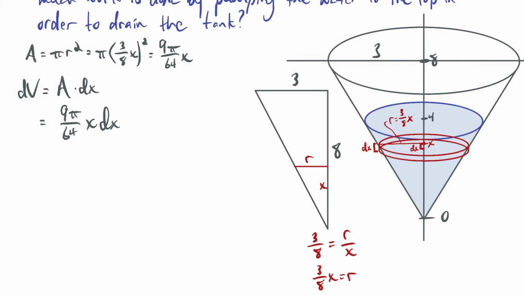The force involved, rather. The force to move that volume of water, or at least the force due to gravity on it, because we have to oppose that to move it. So we're going to do the same thing we did with the previous example, with water being 9,800 newtons per meter cubed. So the force acting on that water due to gravity will be 9,800 times this volume. So 9,800 times 9 pi over 64 x dx. Okay.